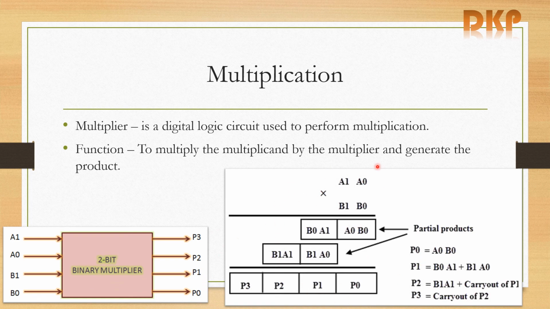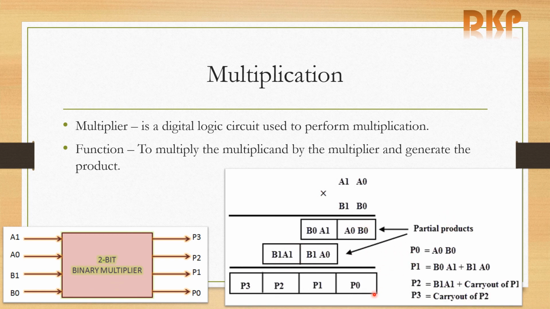So this is how the multiplication is done. A1, A0 into B1, B0. B0 into A0 is written here, A0 B0. B0 into A1 is written here, B0 A1. B1 into A0, B1 A0. B1 into A1, B1 A1. So these are the partial products.